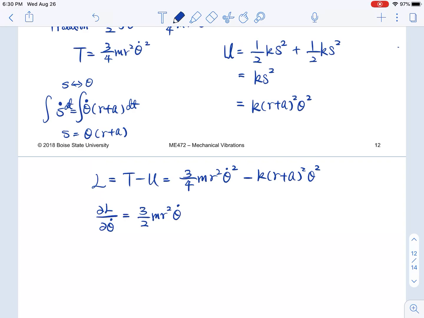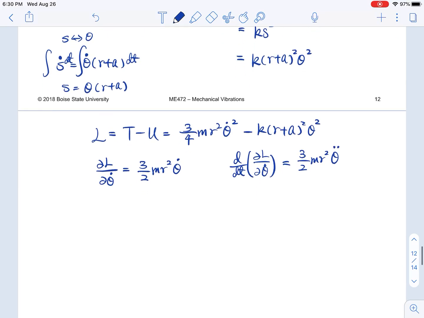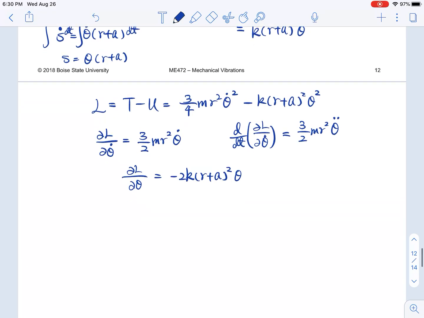And then remember, for the partial derivative with respect to velocity, we have to take one more time derivative to convert it to acceleration. So we have the constants in front, and also single dot becomes double dot. And then we also need to calculate the partial derivative with respect to position, in this case angular position. The second term is the only place where we find theta, so it becomes minus 2k (r plus a) squared theta.